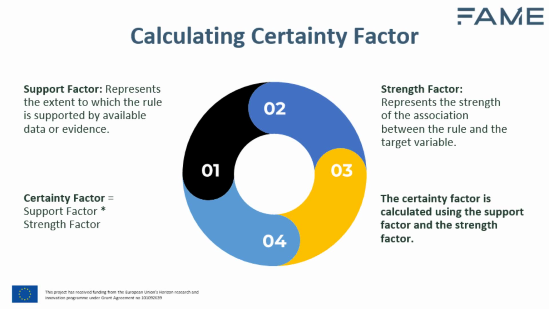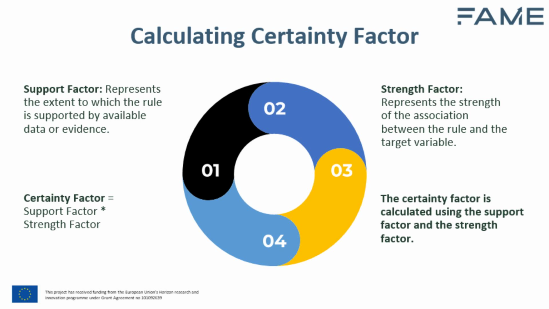Support factor. This represents how well the rule is supported by the available data or evidence. It is calculated as follows. Support factor equals the number of instances where the rule holds true, divided by the total number of instances. A higher support factor indicates that the rule is backed by a greater number of instances, enhancing its reliability.